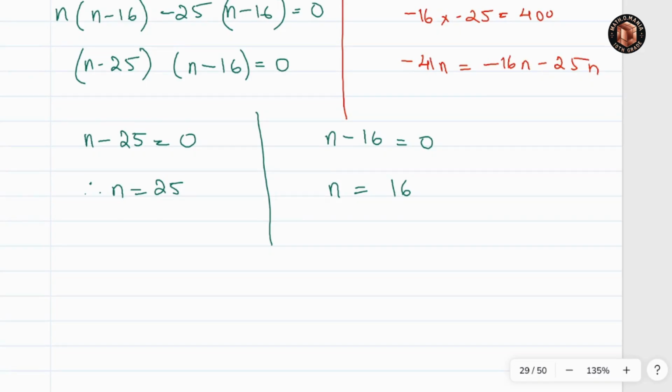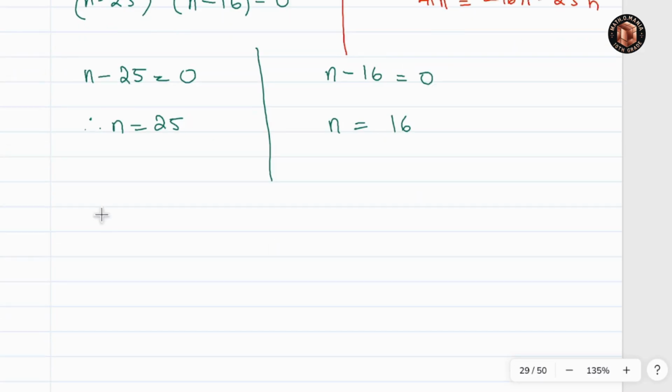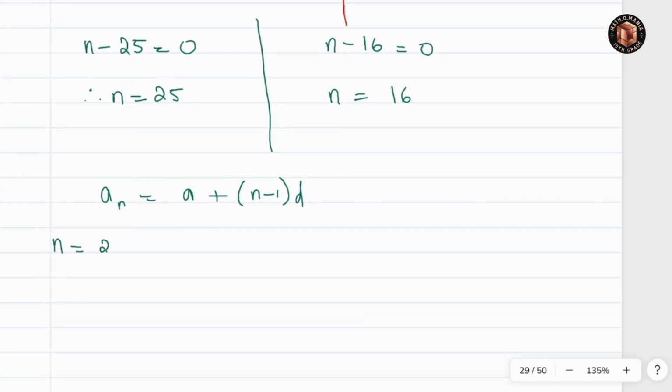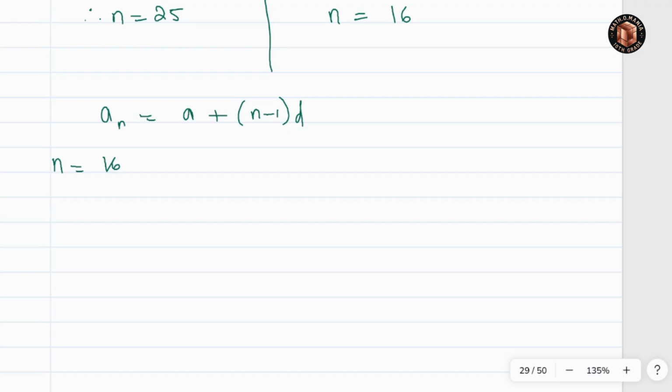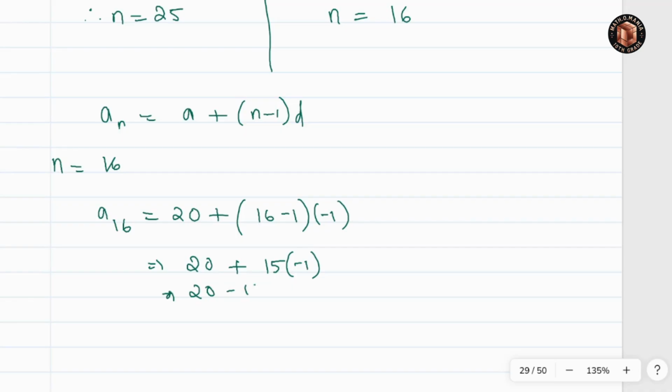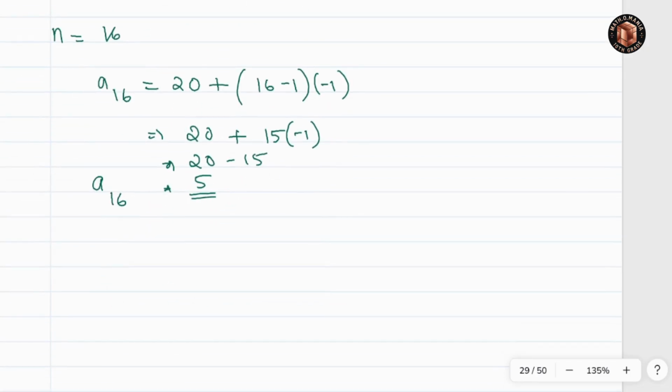And now we need to find which one is the original value. For that, we have to use the formula an equal to a plus n minus 1 into d. Here, we will substitute the values. First, let us take n equal to 16. That means a16 equal to a, which is 20, plus 16 minus 1 into minus 1, which is equal to 20 plus 15 into minus 1, which is equal to 20 minus 15, which is equal to 5. That is, our a16 equal to 5.